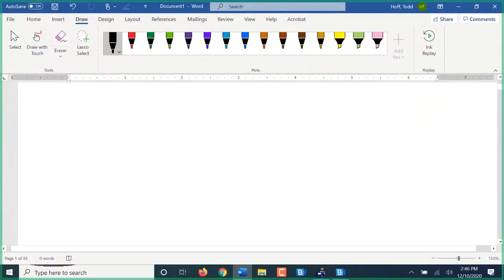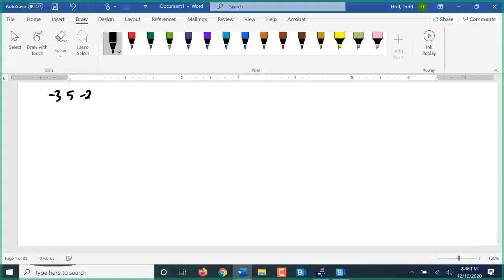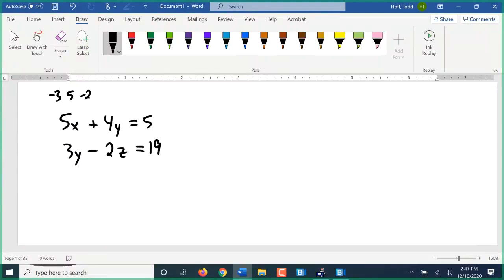Okay, so today I want to take a look at what happens when we have a system that looks like this: 5x plus 4y equals 5, 3x minus 2z equals 19, and 2x minus 5z equals 4.